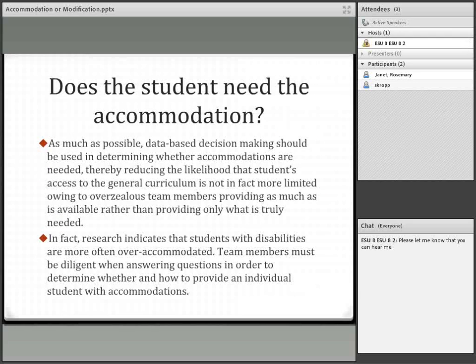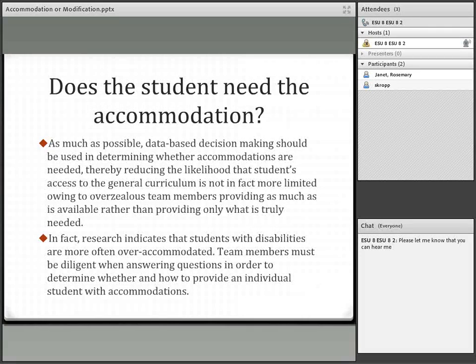So as I mentioned before, we want to make sure that the student actually needs the accommodation. So as much as possible, we need to really focus on data-based decision making when we're thinking about implementing accommodations for students, because we want to reduce the likelihood that the student's access to the general curriculum is, in fact, more limited, because sometimes we just get a little overzealous thinking about all the accommodations that we could provide rather than thinking about what is truly needed for the student. And there is research out there saying that students with disabilities are often over-accommodated. And we really need to think about that as we're making accommodations as part of any plan.